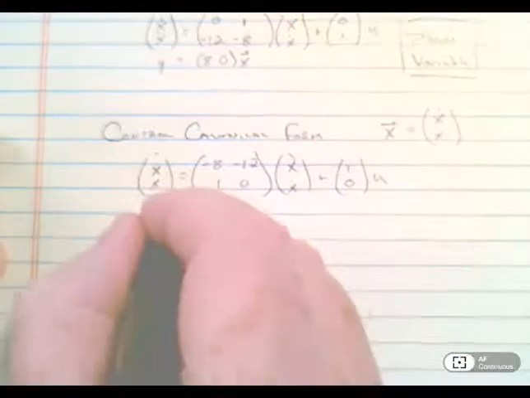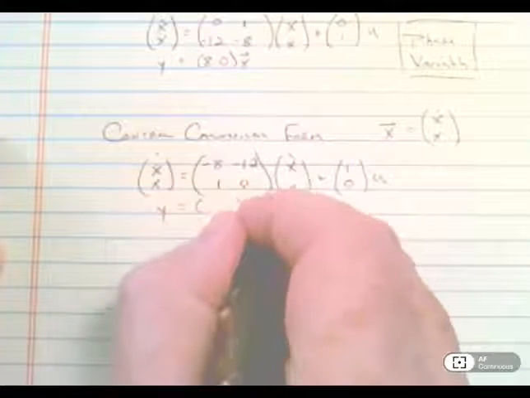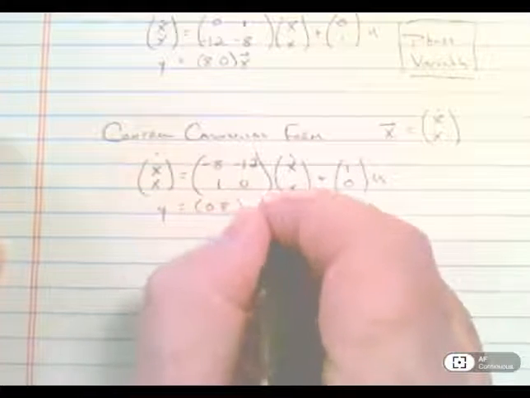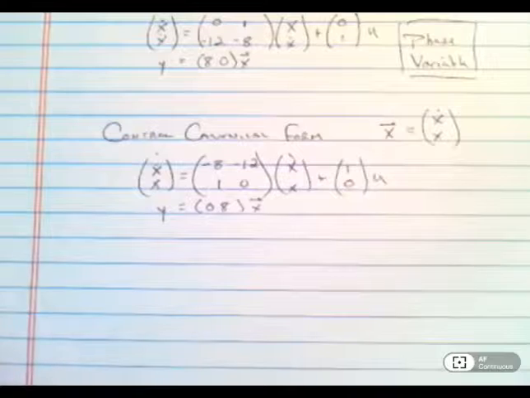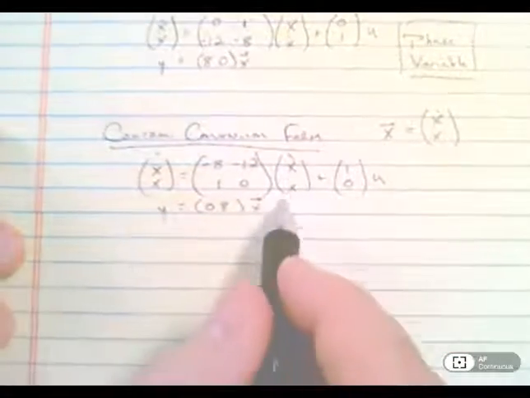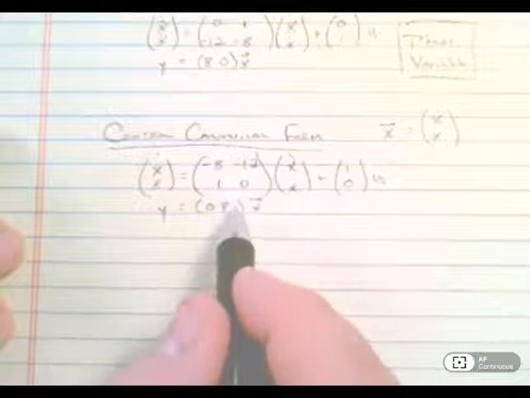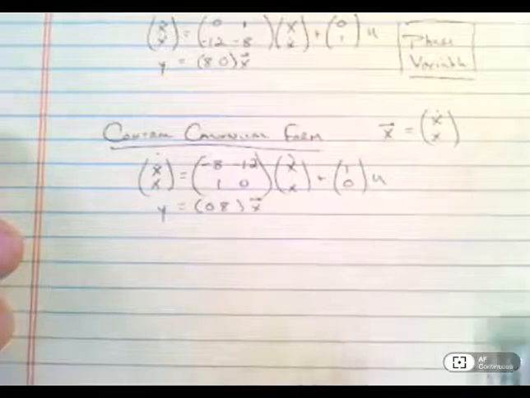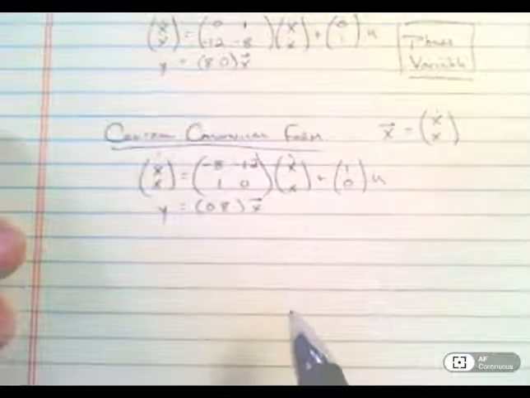And then as a result, we also have y equals 0, 8 times our new state vector. And this is control canonical form. We get a rearranged version of the state equations. The block diagram was exactly what it was in phase variable form.